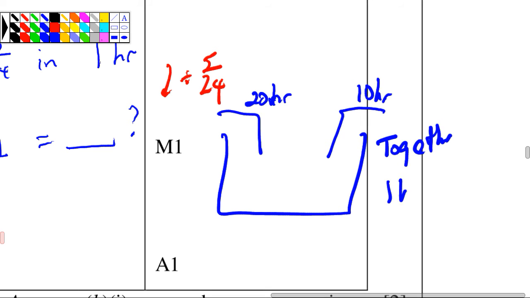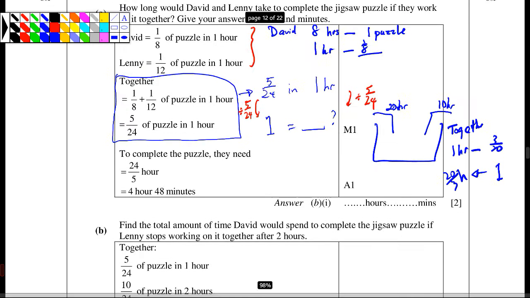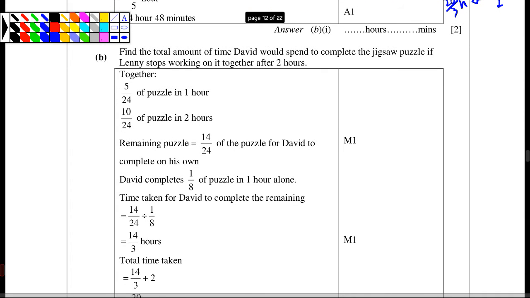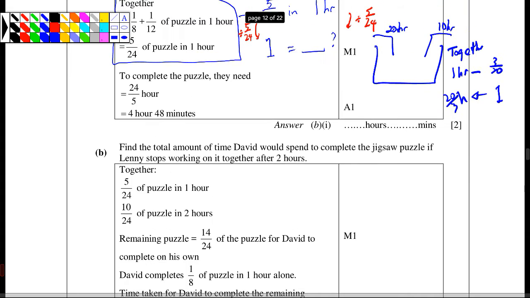1 hour is 3 over 20. If I want to fill up one tank, how long do I need? Okay. 3 units equal 1 hour. So 20 units equal 20 over 3 hours. I just want you to write this. Understand? So this is another type of question that will come out. Now B. The idea here is you want to find 1 hour together, how much can they complete?